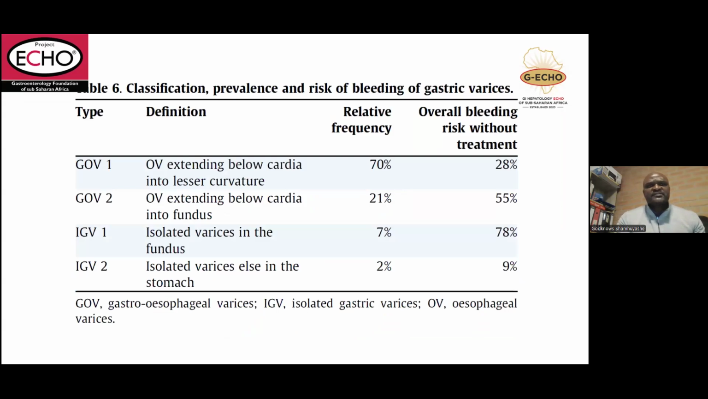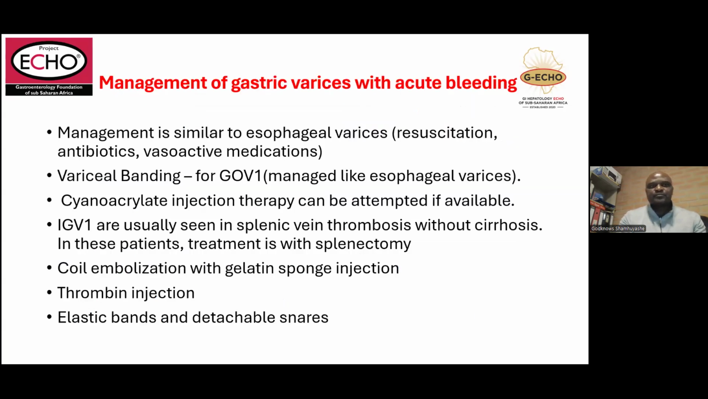In terms of this classification, it's called the Sarin classification, of which the GOV1 are more frequent, and the overall bleeding risk without treatment is actually higher in IGV1, which has got 78%. These are the isolated varices in the fundus, followed by the GOV2, which is about 55%, and also your GOV1 and IGV2, which are found elsewhere in the stomach, having the lowest rate of bleeding without any treatment.